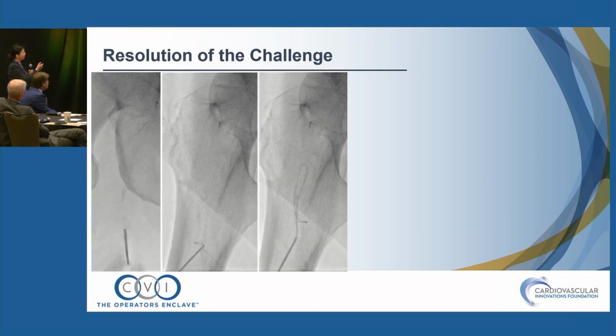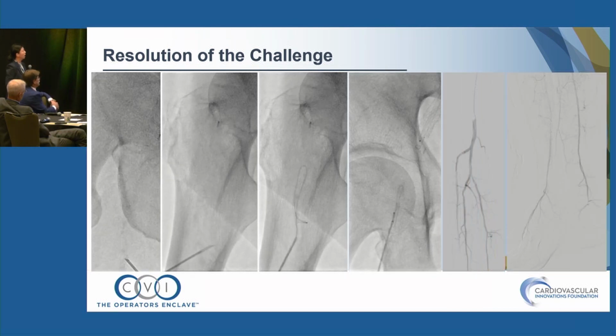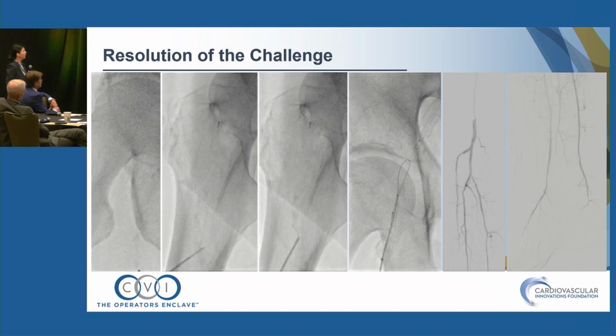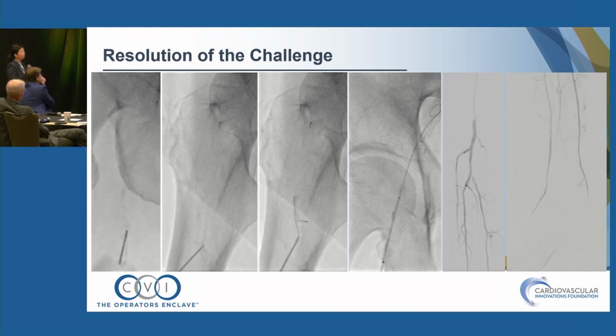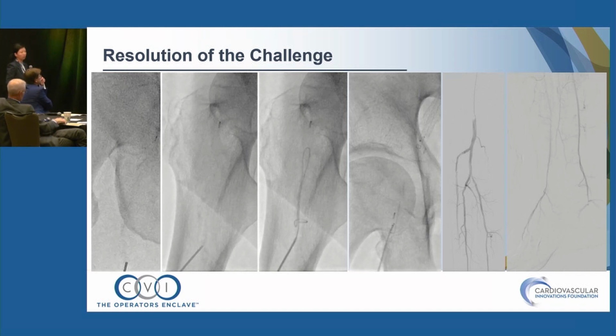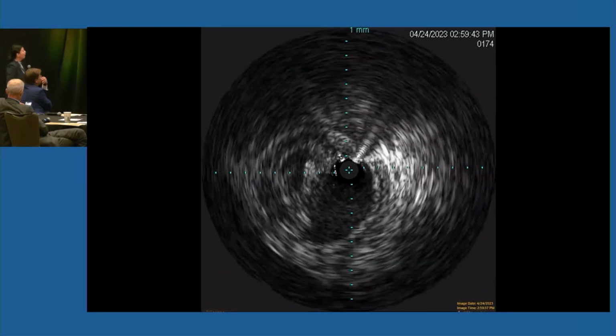You can see it's wiring into a subintimal space, but it does get looped into a sub-I space. I was fortunately able to get it into the common femoral and into the external iliac stent, confirming that I was true lumen. I reversed the system, took a picture in the popliteal to confirm that we were good distally and to look at the runoff before we start.